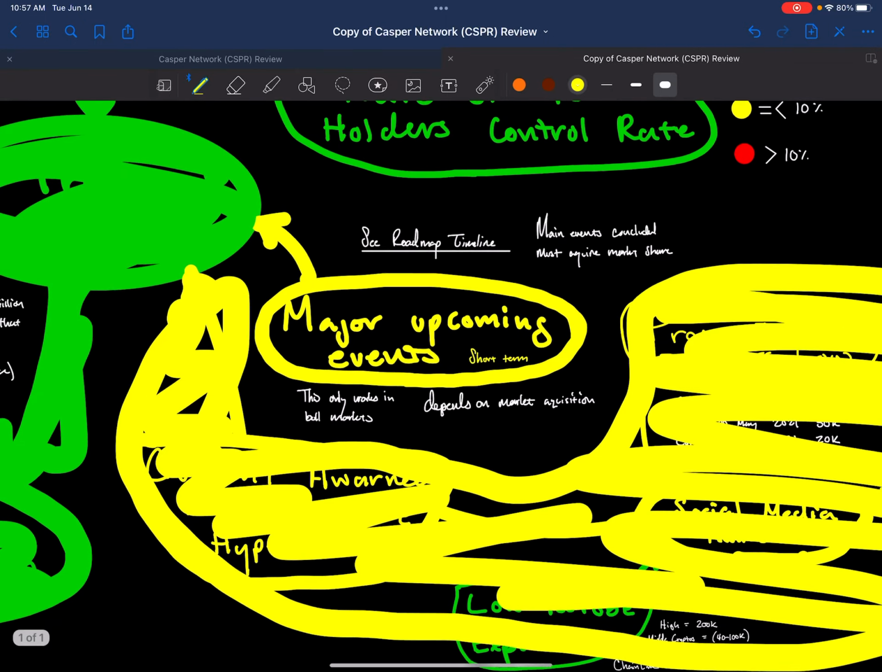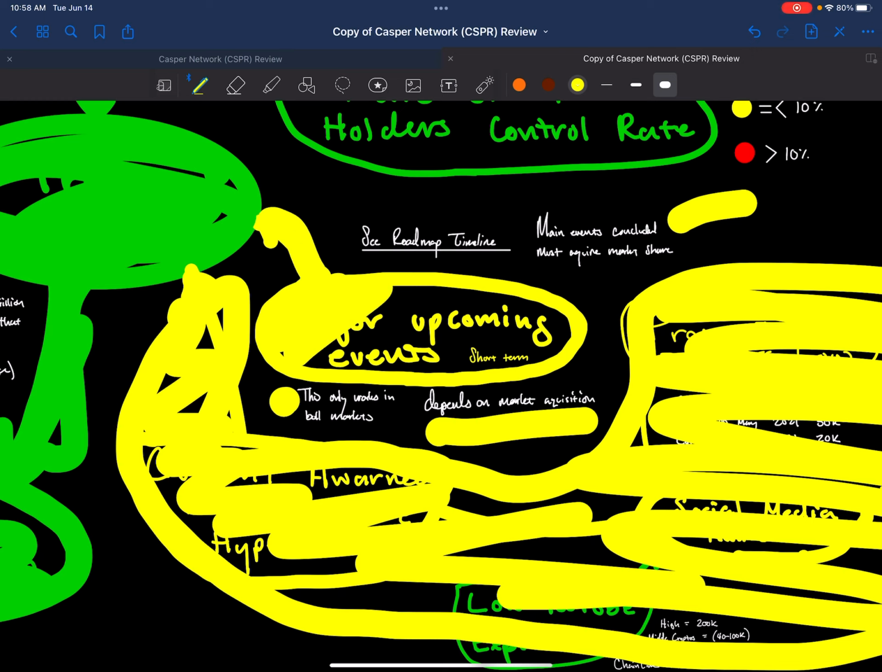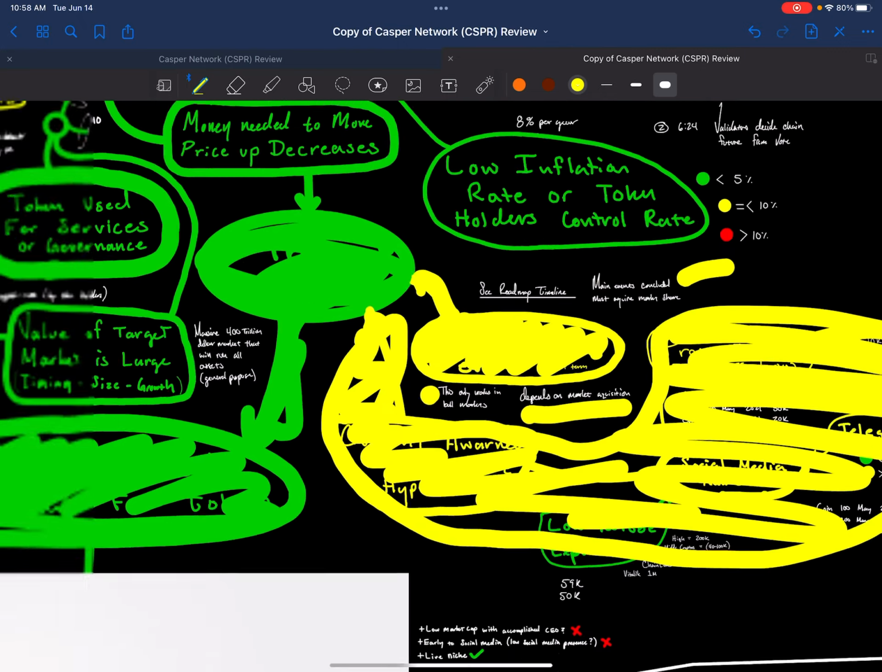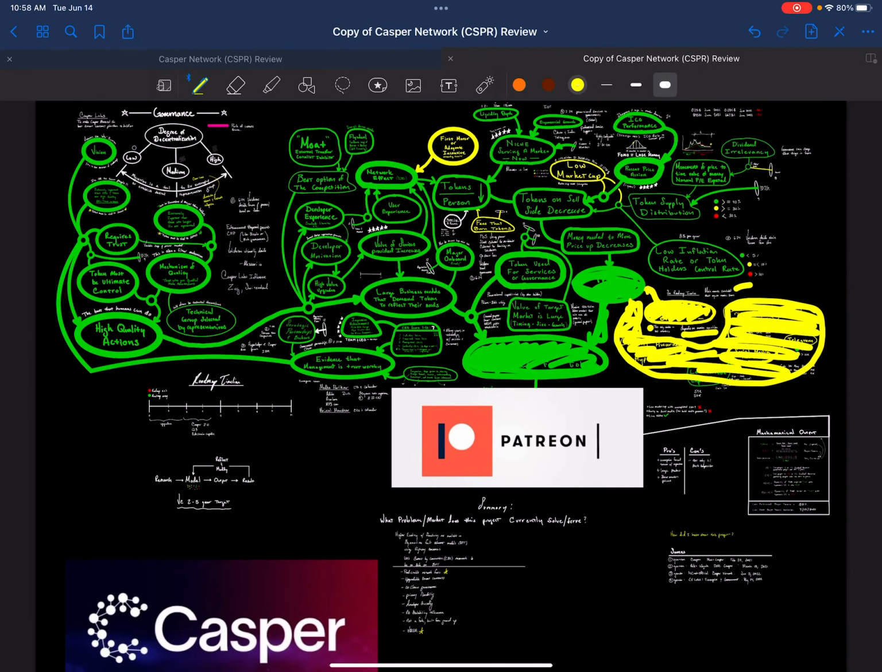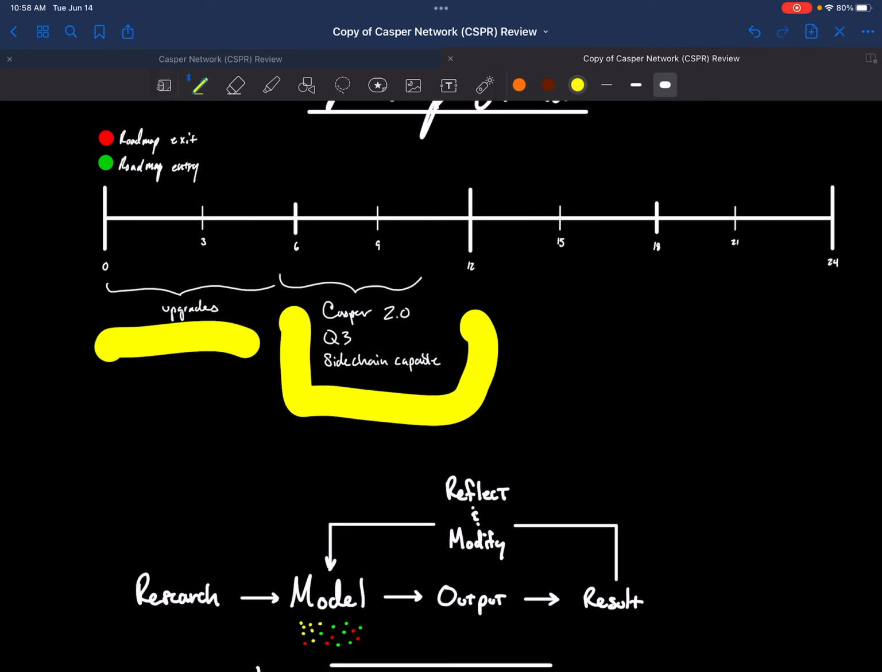Major upcoming events. Now the roadmap, the main events have already concluded. It's already had mainnet, so it depends on market acquisition. Announcements only work in bull markets anyways. But the major events for their roadmap is basically market acquisition because they have a live product right now. So basically upgrades.